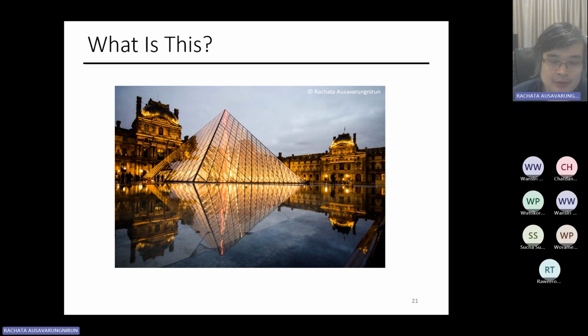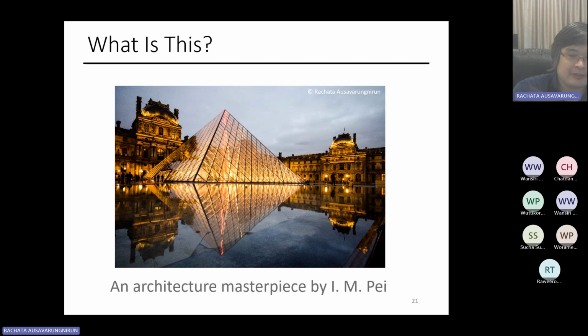So I took this picture, and the reason why I bring it up here is that to design such a thing, what do you need? You need an architect, right? And you might have noticed that the two words have some similarity: computer architecture and an actual architect, right? What's the difference? So if you look at the job of the architect, for example, in this case, this is an architecture masterpiece by I.M. Pei, right?